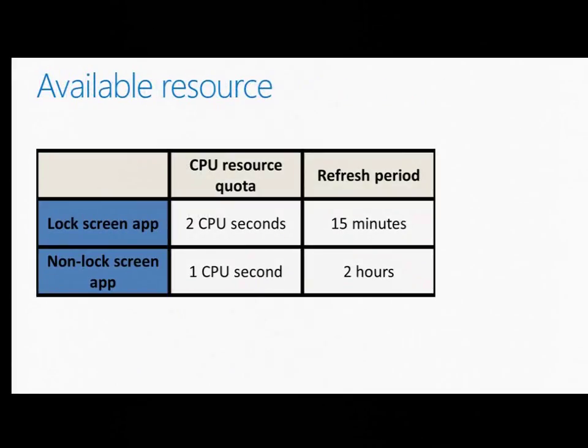And these are the available resources. As you can see, a lock screen app gets 2 CPU seconds every 50 minutes. A non-lock screen app gets 1 CPU second every 2 hours. It's interesting to know it's not that much you get, but it should be sufficient to get through most tasks. 1 CPU second isn't the same as a second. It's a bit more than that.